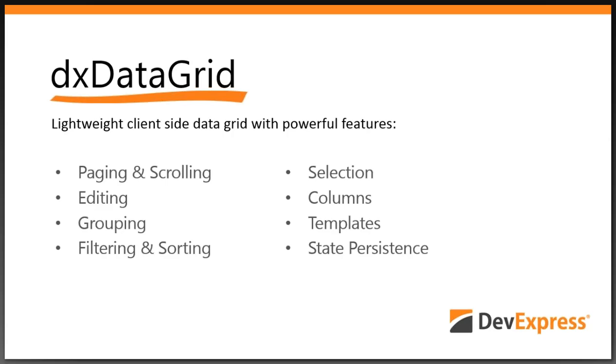So the DataGrid itself is a lightweight client-side data grid with some pretty powerful features built in. You've got paging and scrolling, which means you can set up how it's going to interact with your end user. You can turn on virtual scrolling so that there's no pager control required. You've got inbuilt editing, and there's a suite of widgets behind there to provide things like calendar pop-ups and drop-down combos. You've got grouping, which can be applied at either client-side or interacting back with your data source.